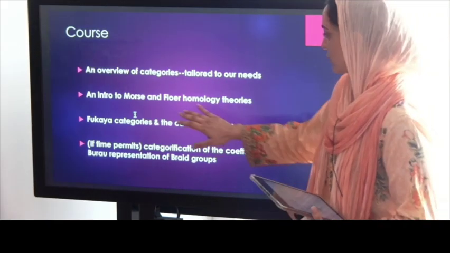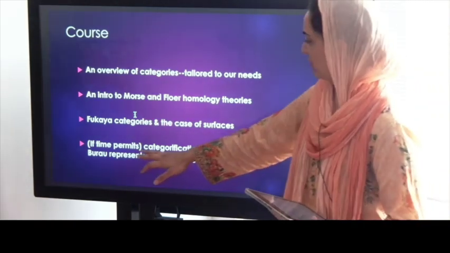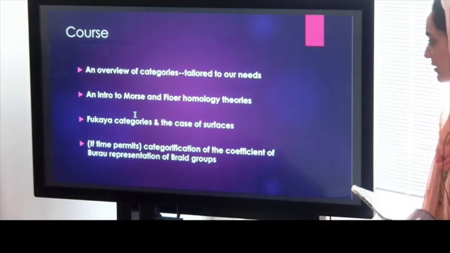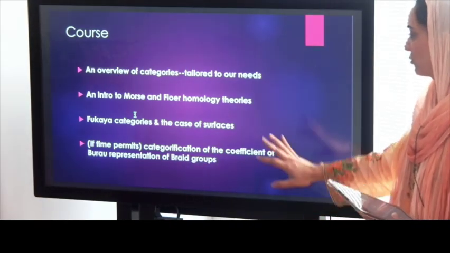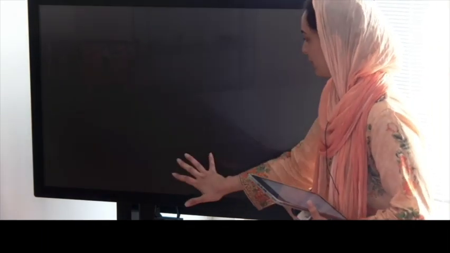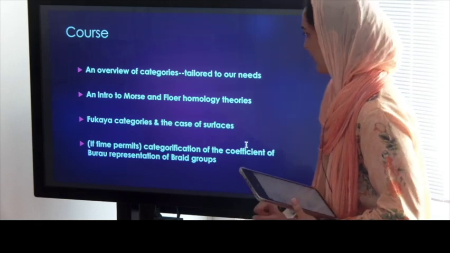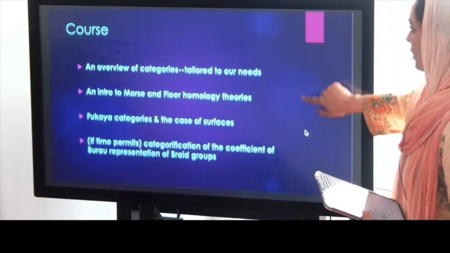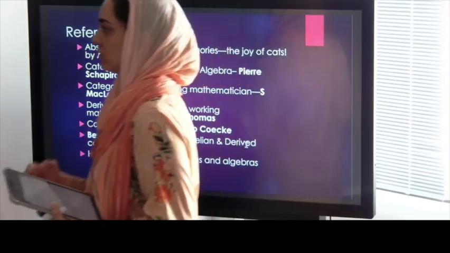By this time, we would have introduced Floer homology, so if time permits, we can talk about some categorification of the Burau representation of braid groups. This is a slight deviation from this path, but it could be interesting for a wider audience, but that's, of course, if time permits. I'll have the references here, and then we can talk about these again later.